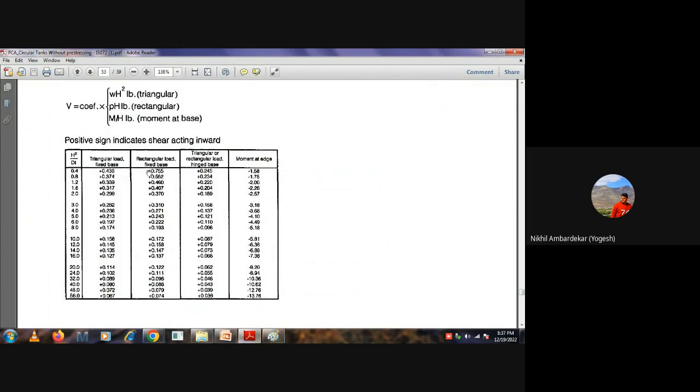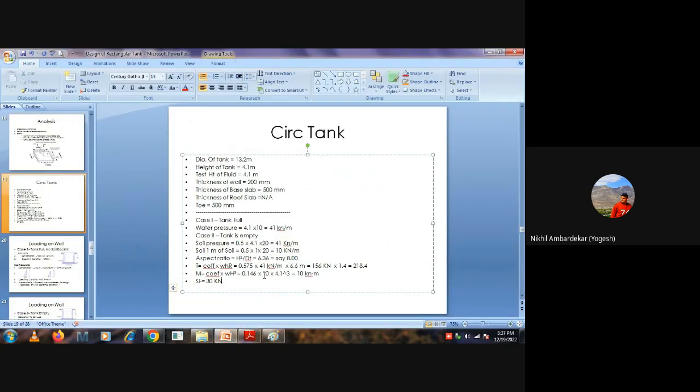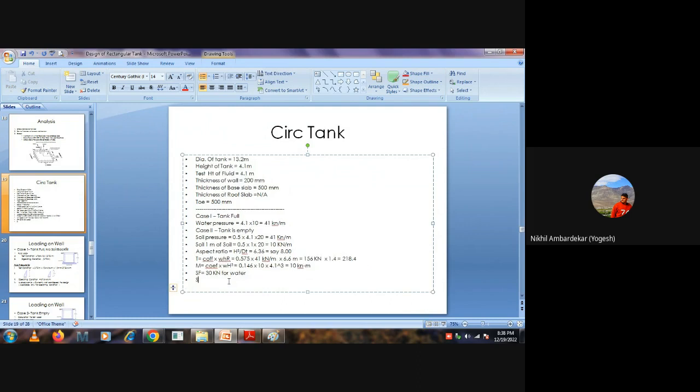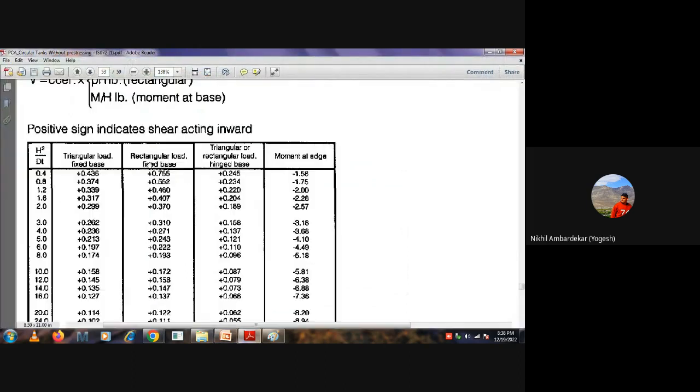Okay, now let's calculate for the rectangular tank as well. The soil surcharge was 10, and the water pressure and the soil pressure came out the same. This is for water, and this is for soil, which will also be the same since the intensity is the same. Plus we need to consider the additional surcharge of 30 kN.